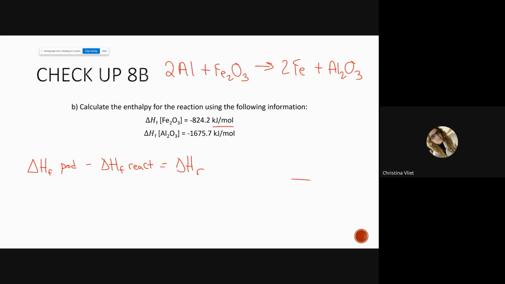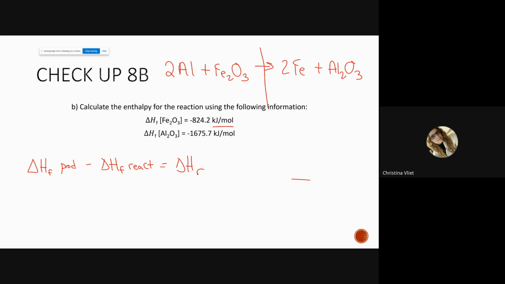So this is stoichiometry. Do the molar amounts in the equation matter? Yes. In this equation, it's 1 mole of each, so it's fine. But what if the number in front of Fe2O3 was a 2? Yes, you would have to multiply by 2 to get the total amount of energy. So here's what we're going to do. We find the enthalpy of formation for our products. What are our products here?